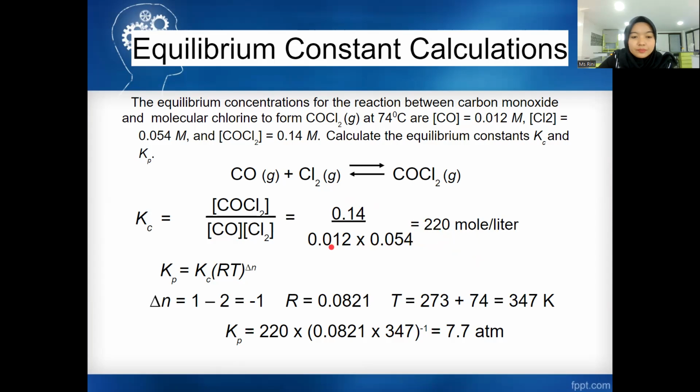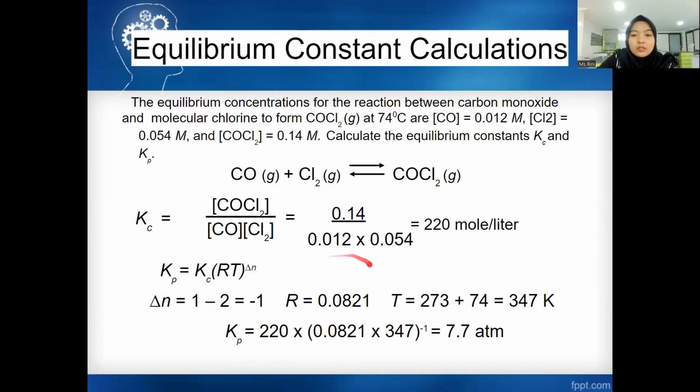Using the Kc result and this formula, we can get the Kp. So even if we don't know the pressure, we still can get the Kp using this formula. Substitute the Kc that we already have, and this is the data of R, the gas constant. T is the temperature, which we can see here from the question, but it's still in Celsius. We should convert into Kelvin, so add 273.